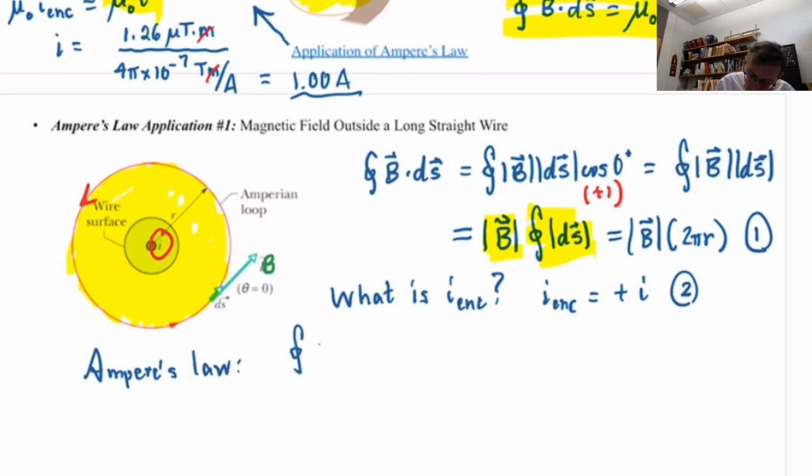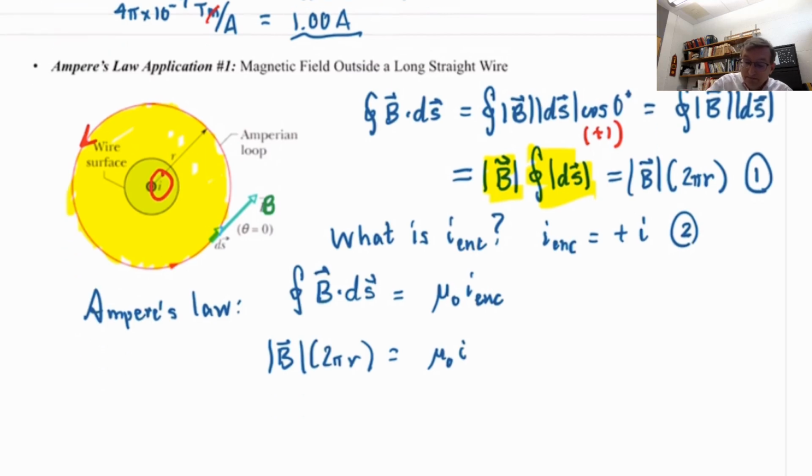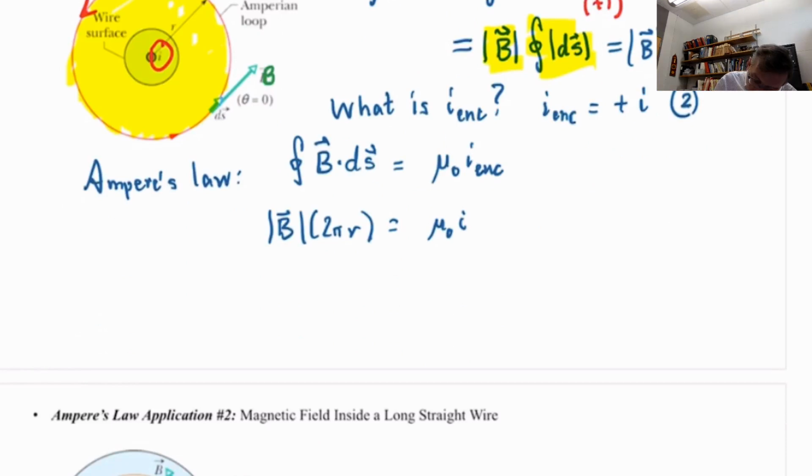Ampere's law says the integral of B dot ds around a closed loop equals mu 0 times I enclosed. So I use equation 1 on the left for the circulation, magnitude B times 2 pi r, and I use equation 2 on the right for I enclosed, total I inside the wire, and I solve for B magnitude. And I get the nice simple result in this case that B magnitude is mu 0 I over 2 pi r.